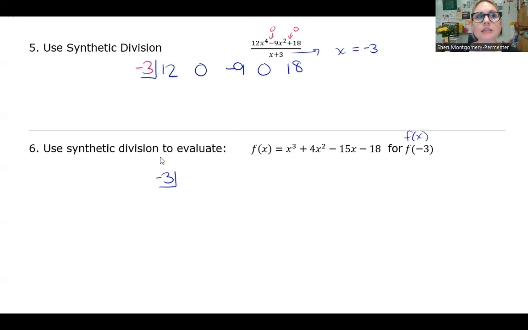For this one, to use synthetic division to evaluate, we're going to set it up. Let's check for missing terms. Is there anything missing? No. 3, 2, 1, none. No missing terms. So I'm going to set it up. I've got 1, 4, -15, -18. For this type of problem, all we care about is the remainder only.